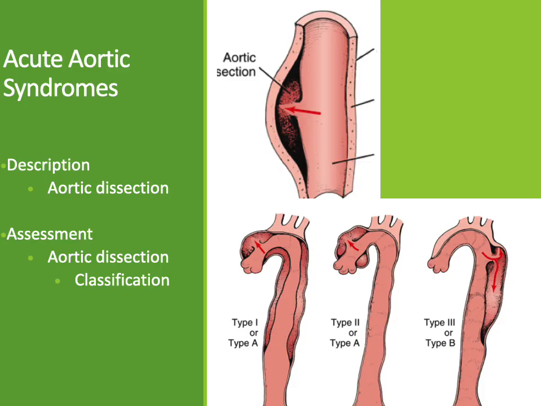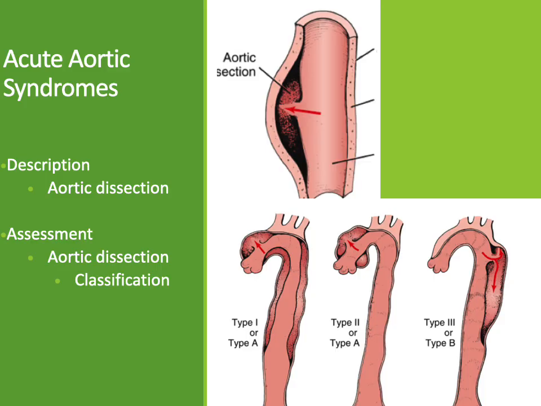The clinical presentation is a sudden onset of intense, severe, tearing type pain, localized usually in the chest or abdomen or back. As the aorta starts to tear or dissection occurs, the pain can radiate to the back or distally down to the lower extremities.